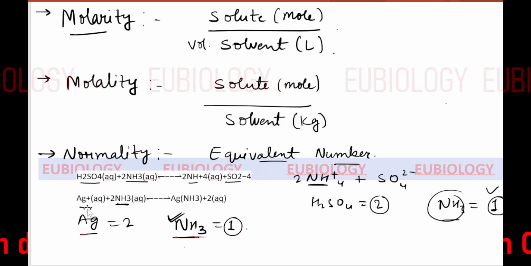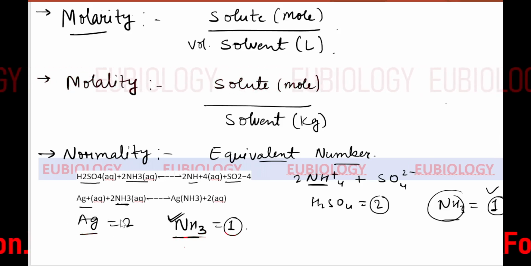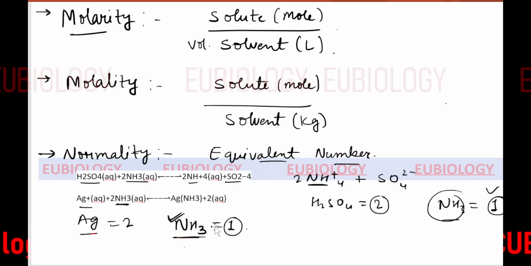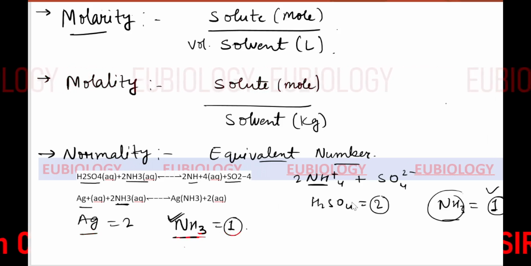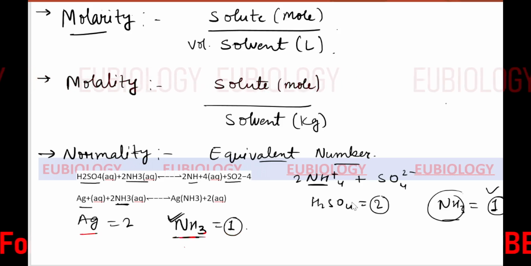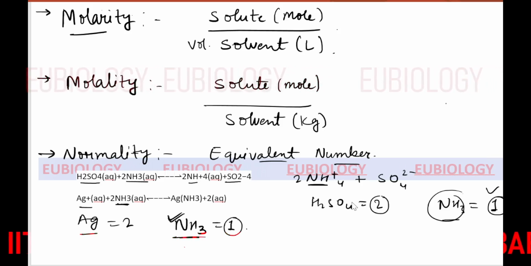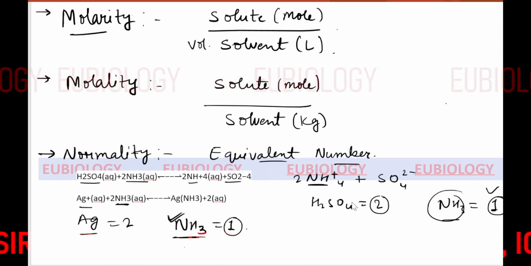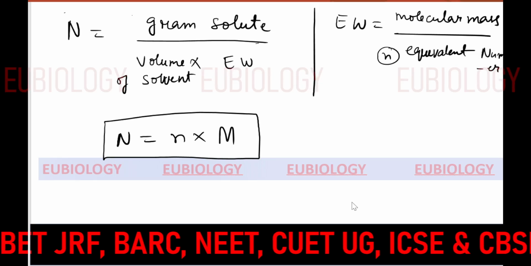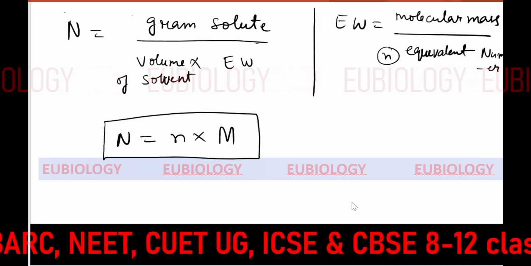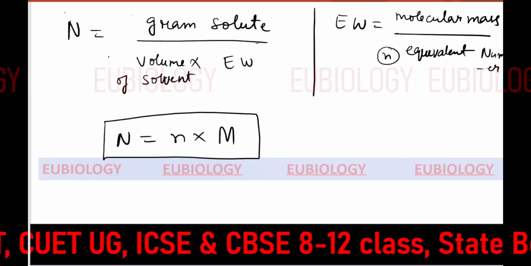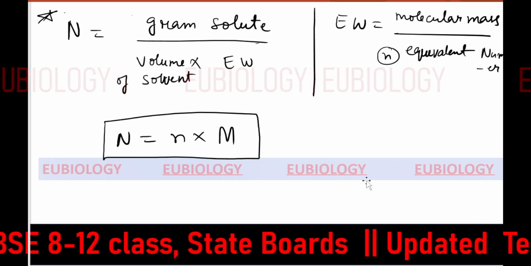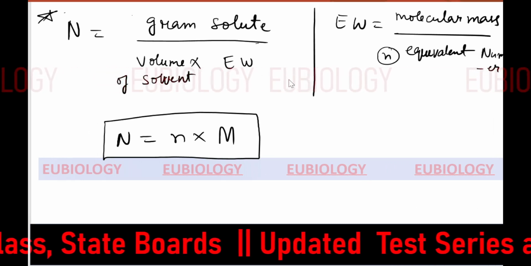The same you can see here: Ag, silver, has an equivalent number of 2 and NH3 has an equivalent number of 1. So this is all about the equivalent number. That equivalent number will be given in the formula or on the bottle itself of the chemical you are going to use. So the important formula for normality is the gram solute divided by the volume of solution into equivalent weight.